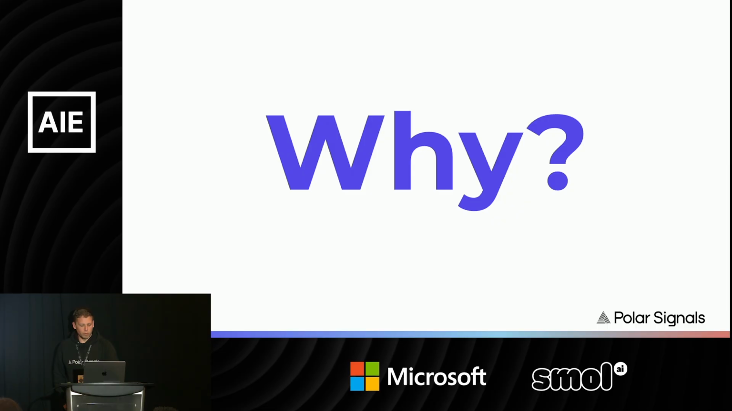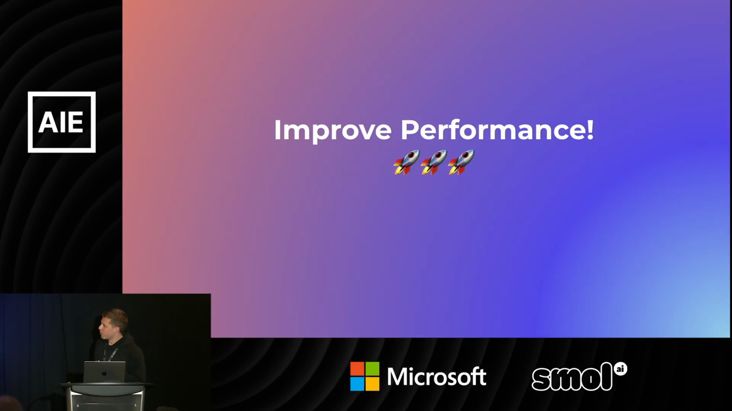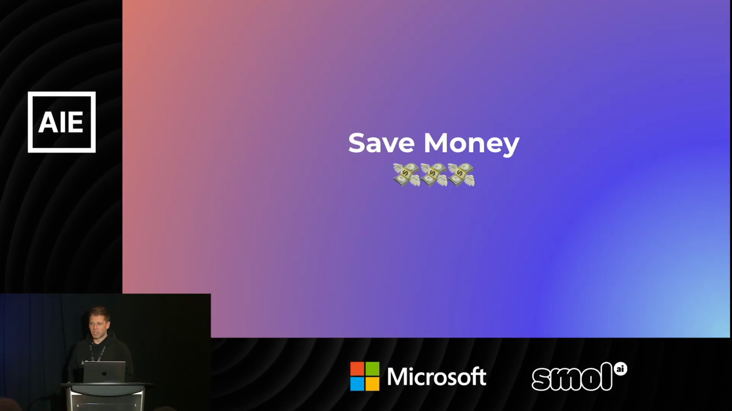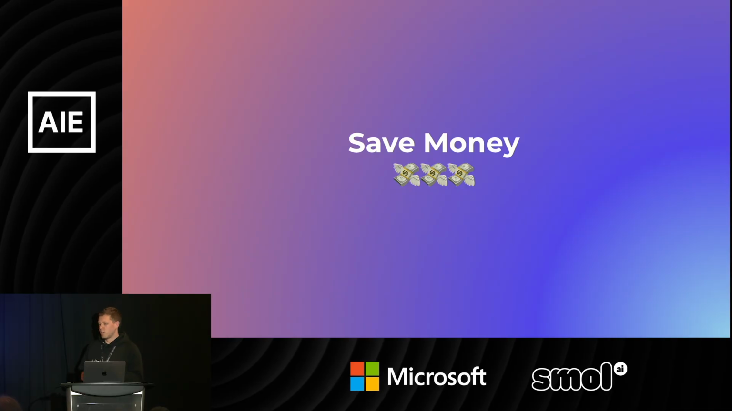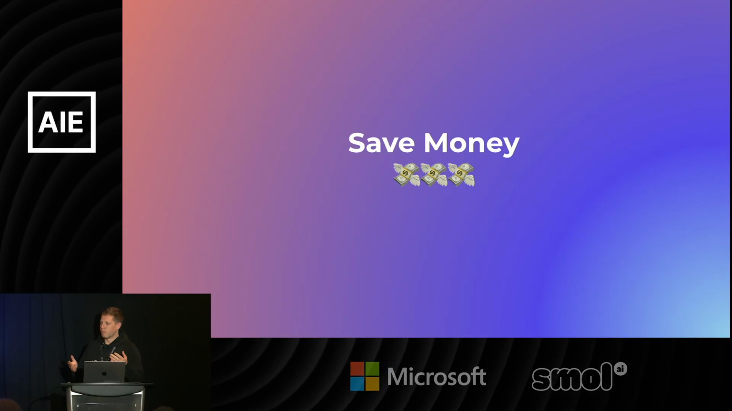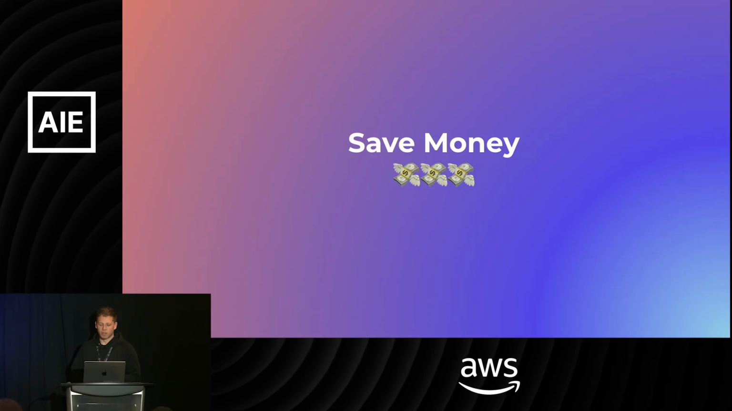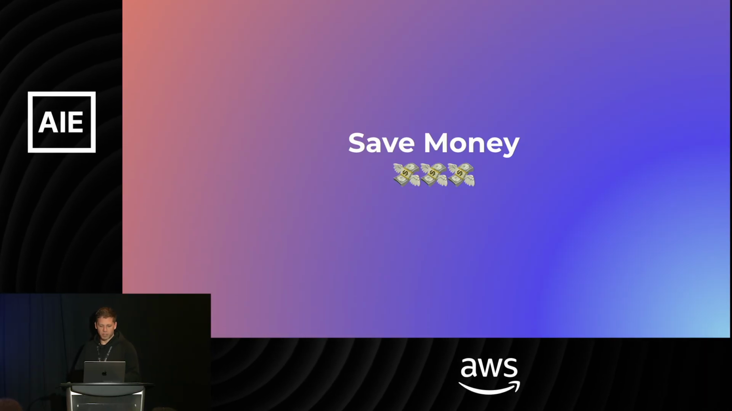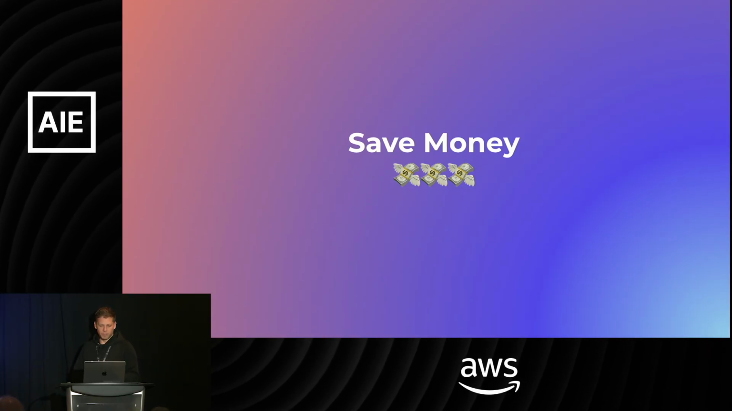So why would we do this? Obviously to improve performance, and then also we can save money. If we improve our software by 10%, we might be able to just turn off 10% of our servers and save a bunch of money, right? So that would be great.